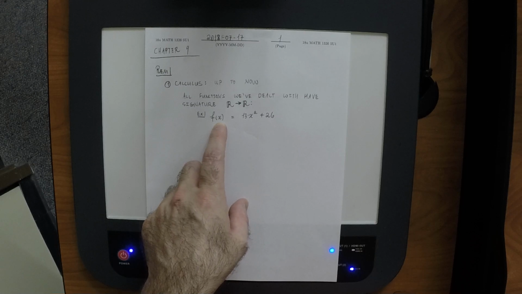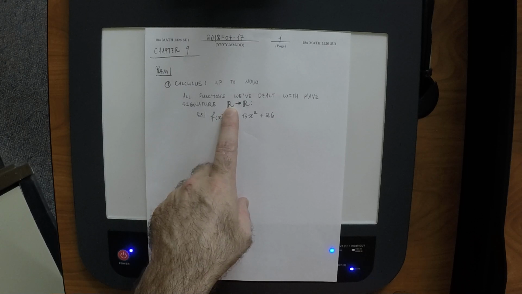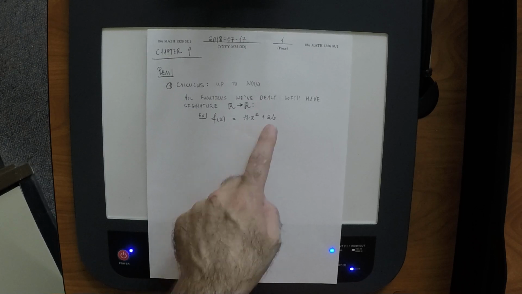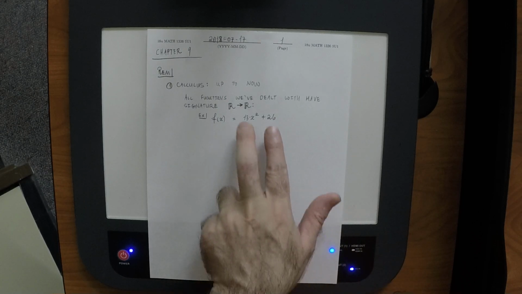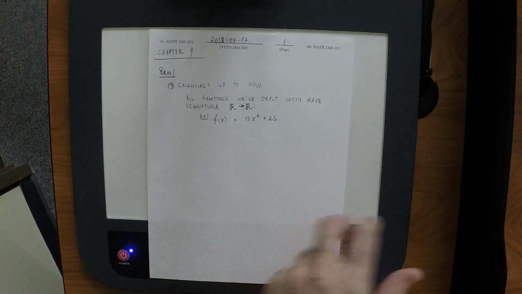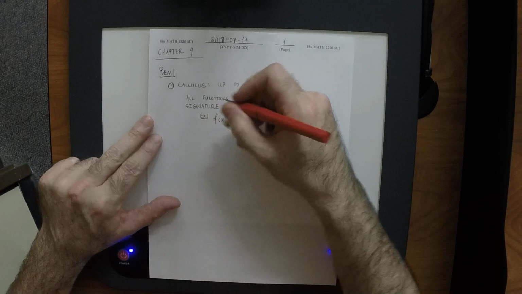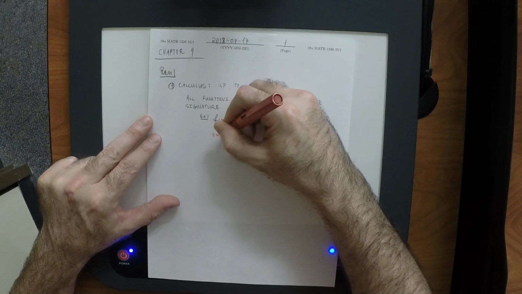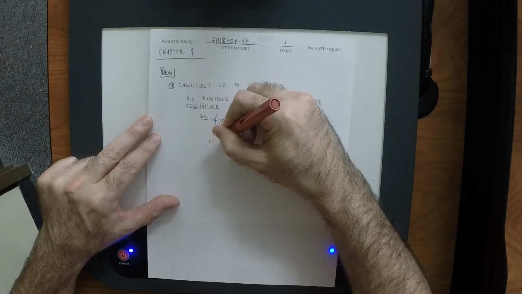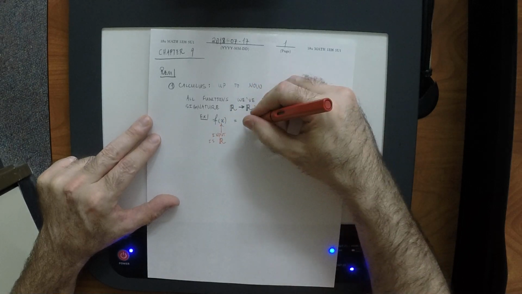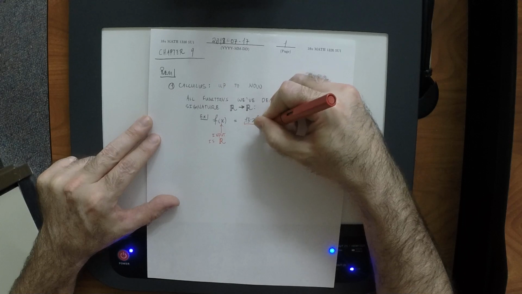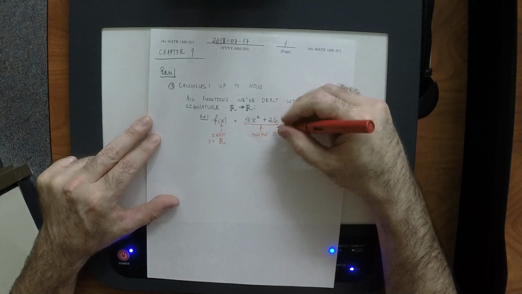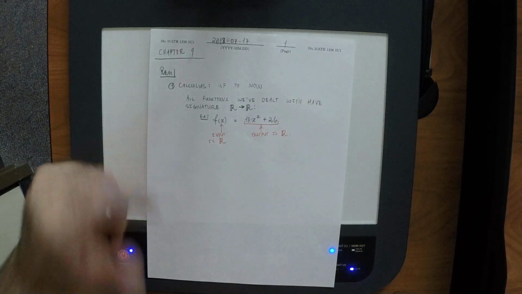The input to the function is x, and what kind of thing is x? Well, it's a number, a real number. You take that x, first you square it, then you multiply the result by 13, and then you add 26. What kind of thing is this? Also a real. So that's all that I mean: we're talking about functions where the input is real and the output is real.